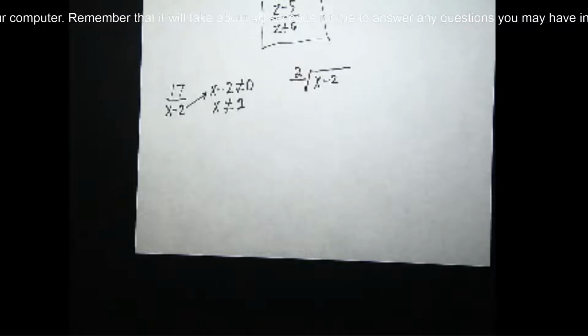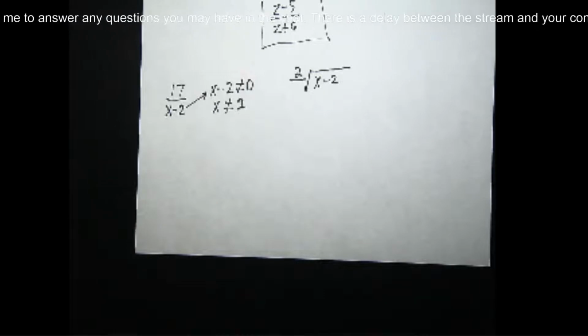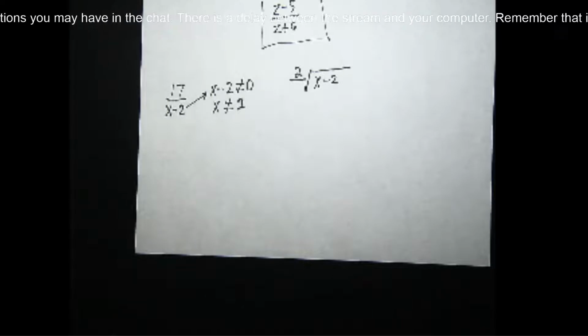Now, can I have 0 underneath the square root? Absolutely I can. The square root of 0 is 0. After all, 0 times 0 is 0. So yeah, it's fine for me to have 0 underneath that root.